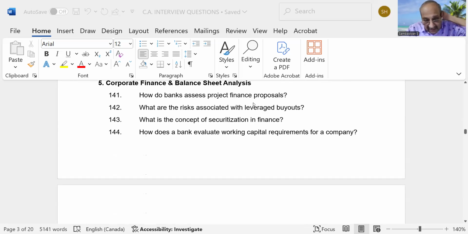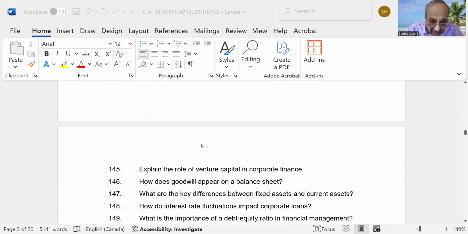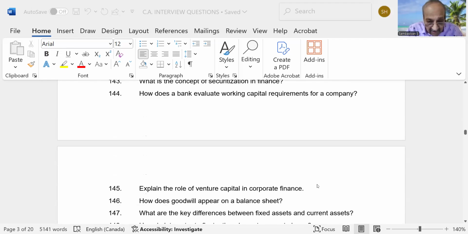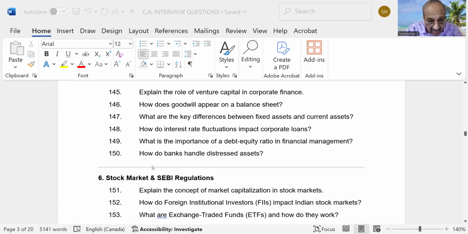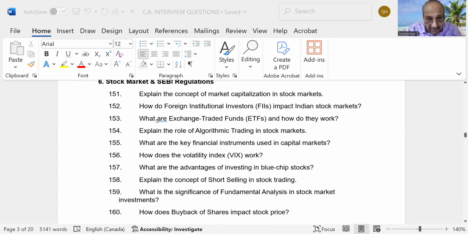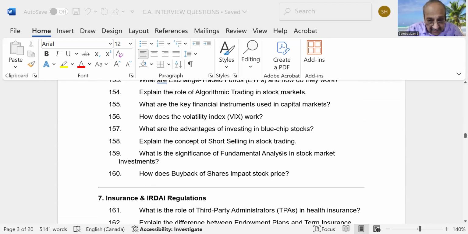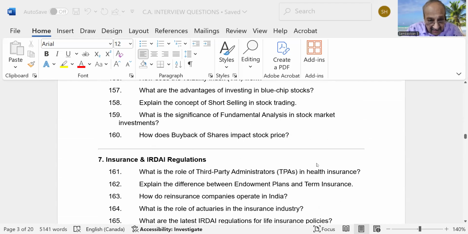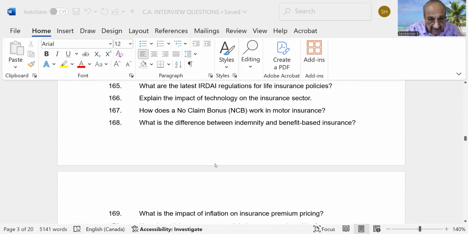How do banks assess project financial proposals? Explain the role of working capital in corporate finance. How do banks handle distressed assets? Explain the concept of market capitalization in stock markets. What is the significance of fundamental analysis in stock market investments?